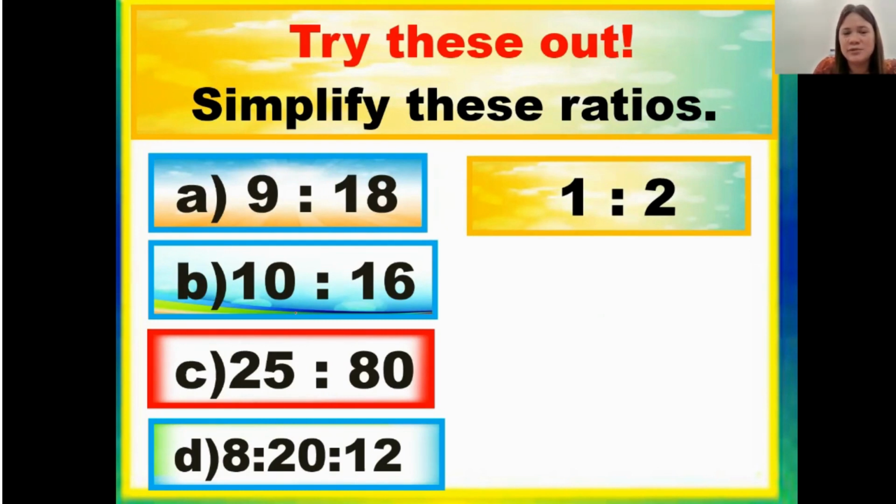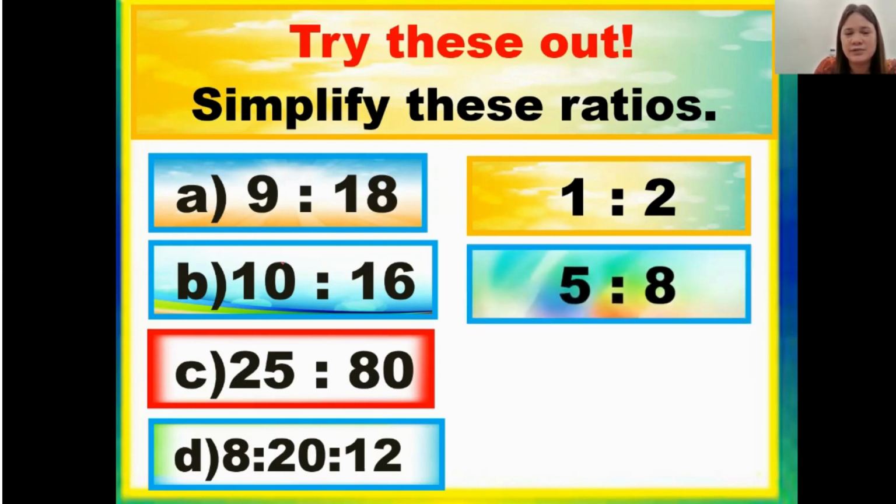And what is the highest common factor for 10 and 16? It's 2. So 10 divided by 2 is 5, and 16 divided by 2 is 8. Again, I am dividing 10 by 2 since 2 is the highest common factor, and I am also dividing 16 by 2. That's why our final answer is 5 to 8.